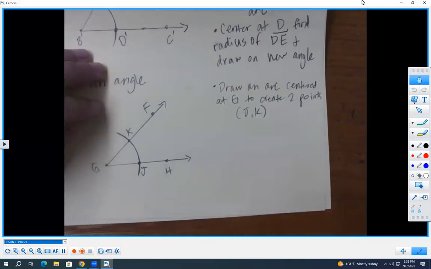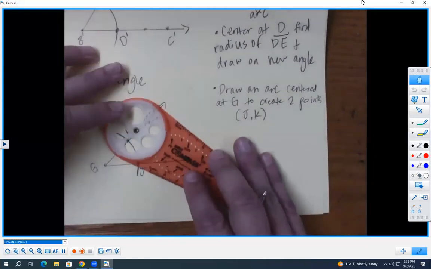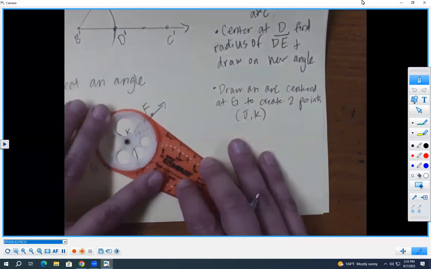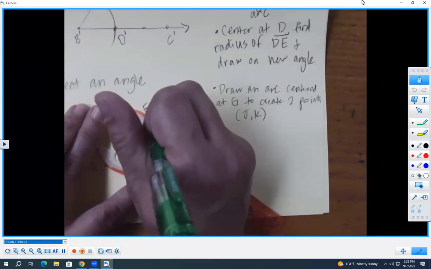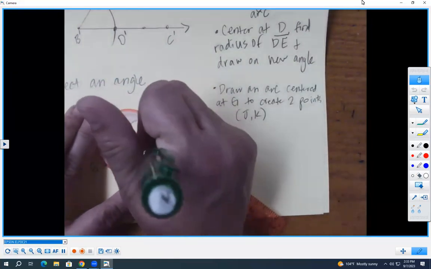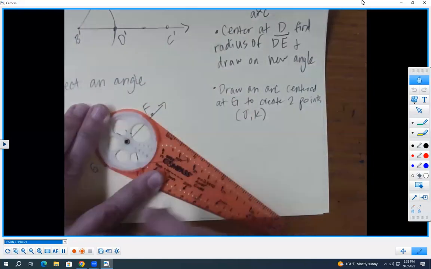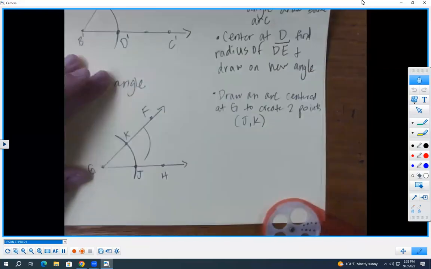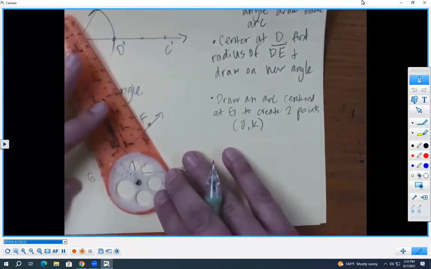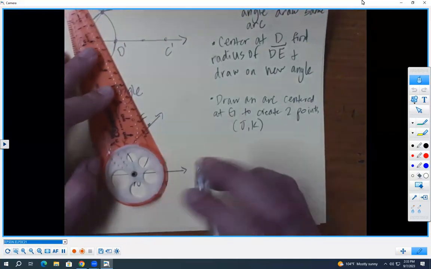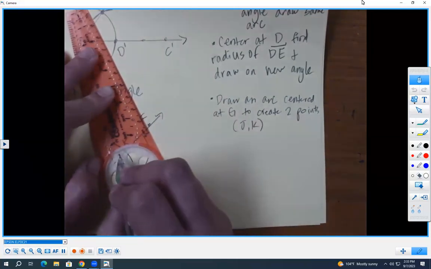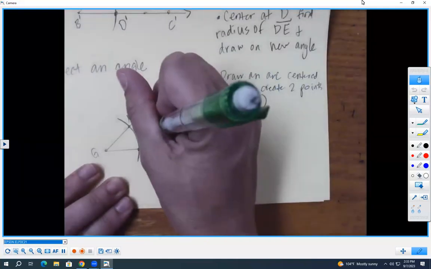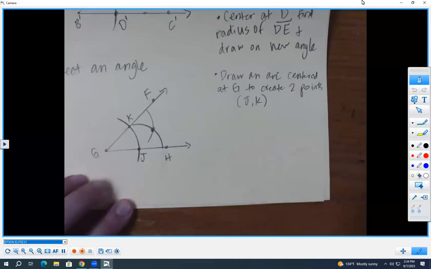And now I'm going to center at one of those points. I'm going to do K first. Pick a dot somewhere and draw your circle. Yes, a circle. And which one did I do? This one. And then go from J, do the same thing with the same spot. This one. And those intersections should be the exact middle.